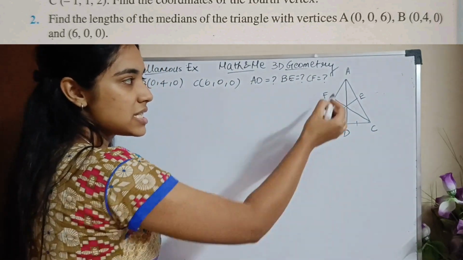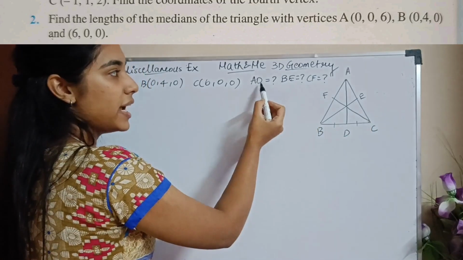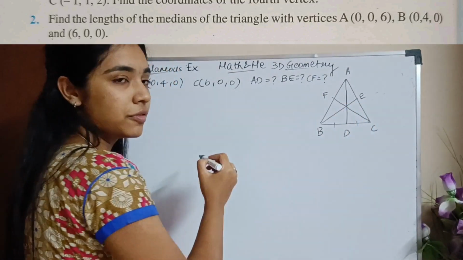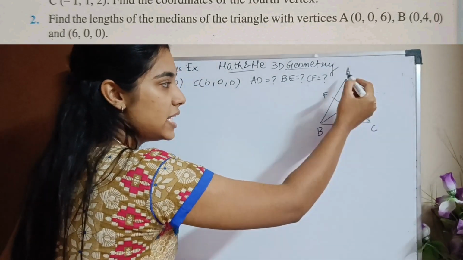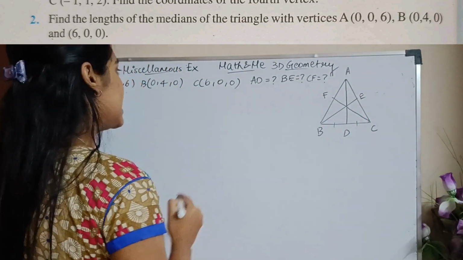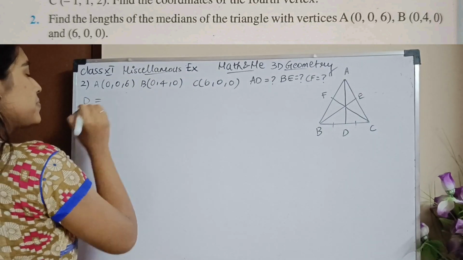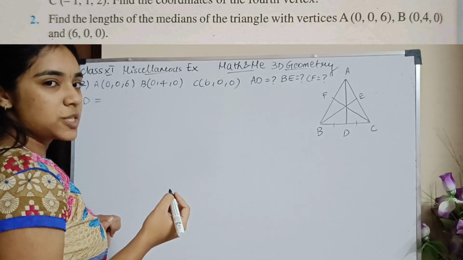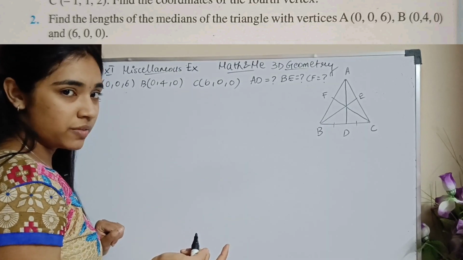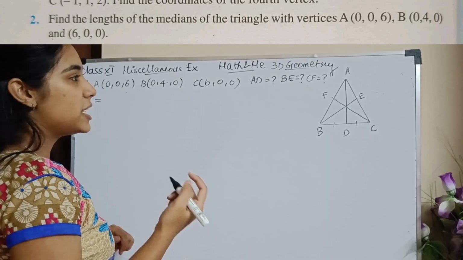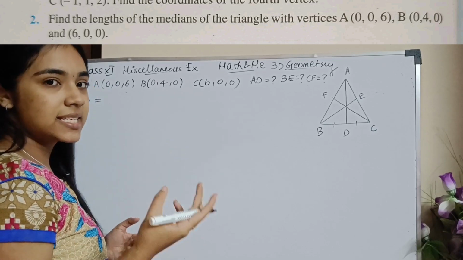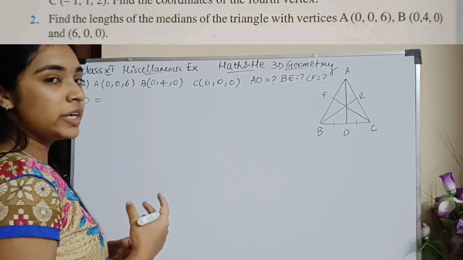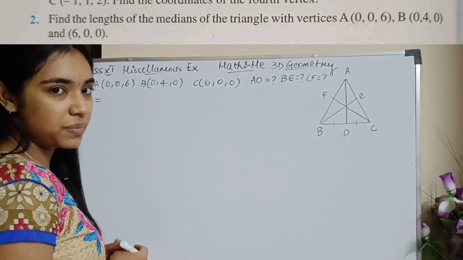You need to find the distances AD, BE and CF. For that I need to find the coordinates of D, E and F first, which are the midpoints of BC, AC and AB respectively. So first, let's find D. The coordinates of D is the midpoint of B and C. So midpoint formula: x1 plus x2 divided by 2, y1 plus y2 divided by 2, z1 plus z2 divided by 2. Please watch my previous videos on the exercise and example questions from the NCERT textbook. You'll understand this better, okay? If I'm moving too fast, you'll understand if you have watched my previous videos.